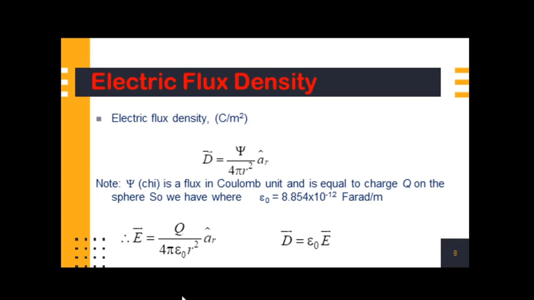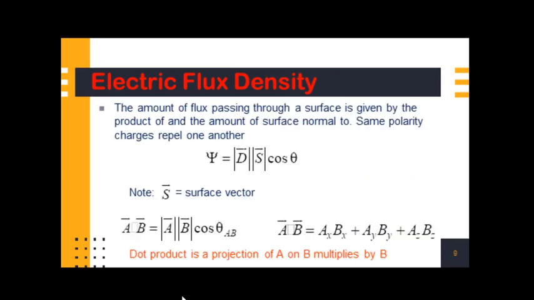So we have the equation, the electric field intensity is equal to q divided by 4 pi epsilon naught r square into AR, and also we have the relationship between the electric flux density and the electric field intensity, that is D is equal to epsilon naught into E, where epsilon naught is nothing but 8.854 into 10 raised to minus 12 farad per meter.